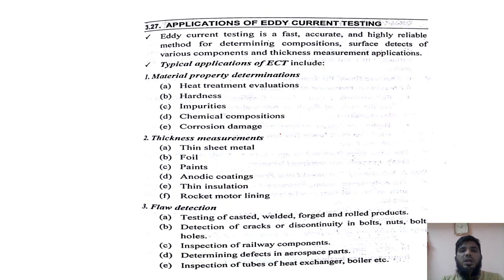Okay, so what are the applications? Applications of eddy current testing are material property determination, heat treatment evaluation, hardness, impurity testing, chemical composition, and corrosion damage. These can be tested. Thickness measurement, like thick sheet metals, foils, paints, how far the paint has been added to the surface, and anodic coating, how thick the anodic coating is. Flaw detection, generally testing of cast, welded, forged and rolled products. Inspection of railway components can be done using this.